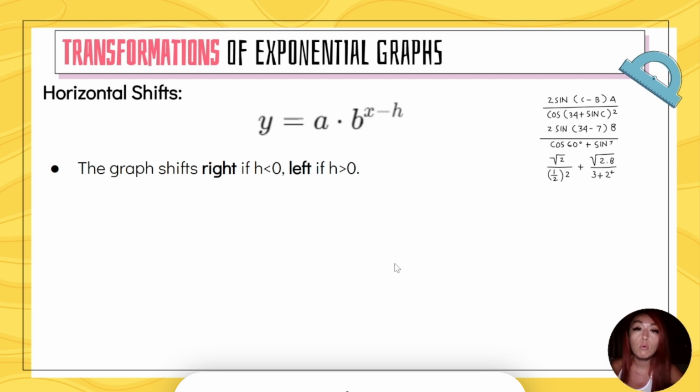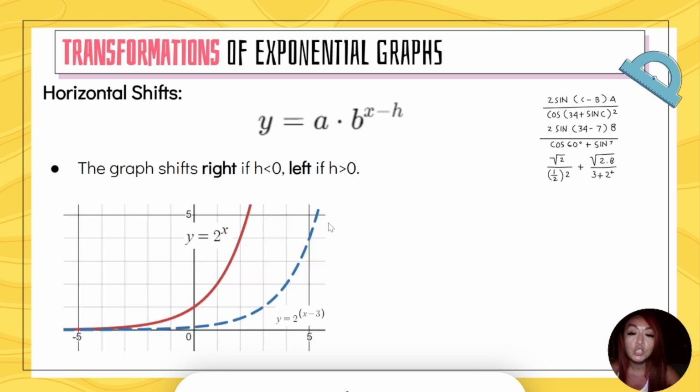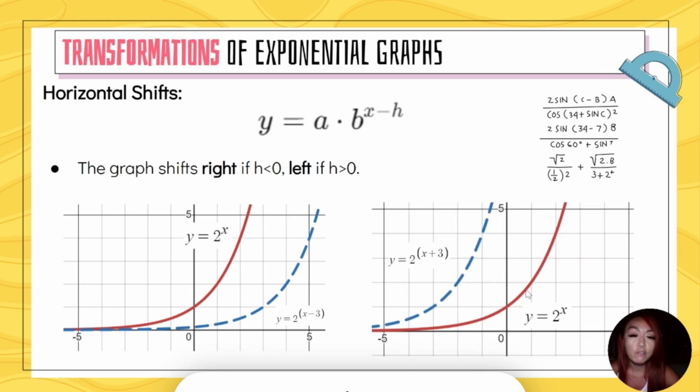We can also have horizontal shifts. So if your equation is in the form of y equals a times b to the x minus h, that's going to represent a horizontal shift. So when h is negative, the graph shifts right. And when h is positive, the graph shifts left. So again, opposite of what you would think. Notice how it's always the x value where we have to think of using the opposite side.